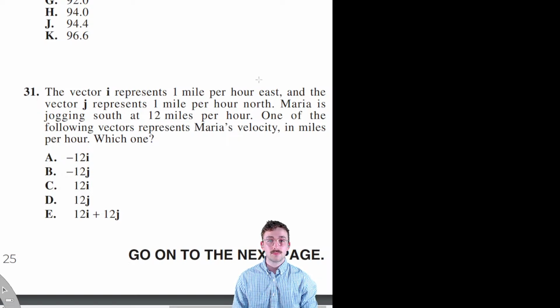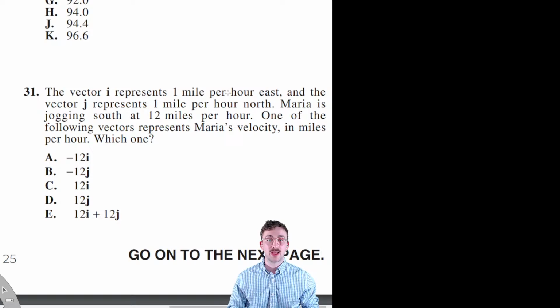So one of the things that I noticed right off the bat is, they say that the vector i represents 1 mile per hour east. So I feel comfortable assuming, but this is also because I know how vectors work, that negative i would be 1 mile per hour west, for what it's worth. The vector j represents 1 mile per hour north. Okay, so i is the x-axis, j is the y-axis.